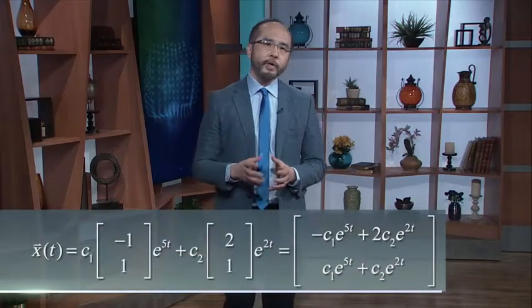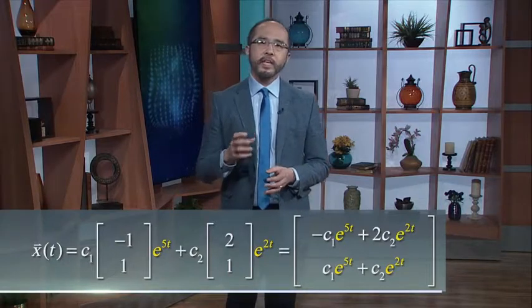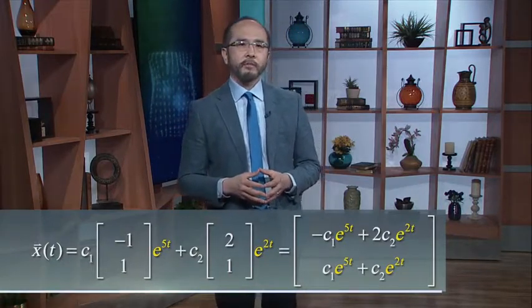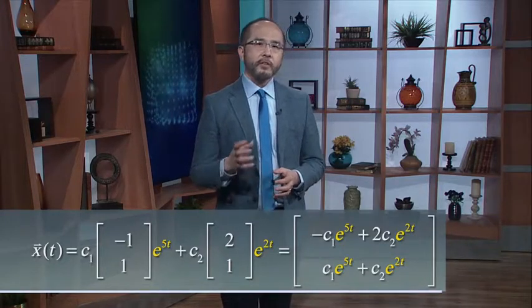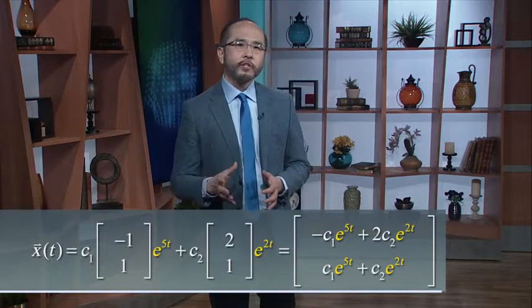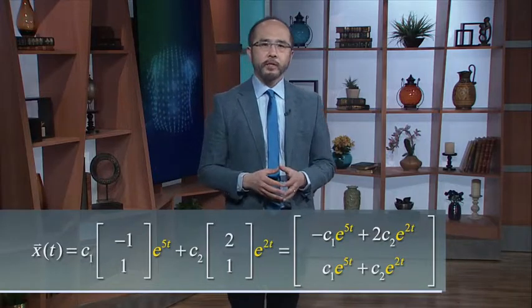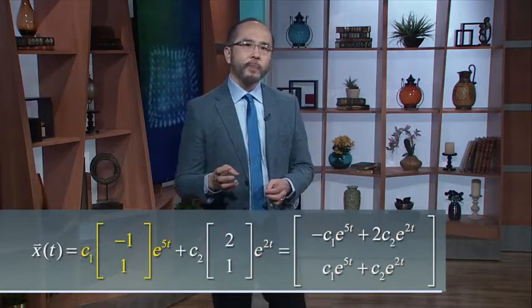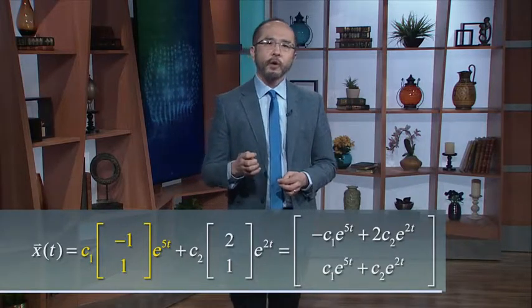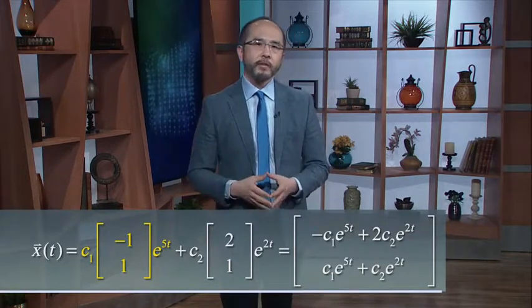What I want you to notice is the exponentials e to the 5t and e to the 2t. These came from the eigenvalues. The e to the 5t term grows much faster than e to the 2t as t goes to infinity. So that term, with the eigenvector minus 1, 1, will eventually dominate.